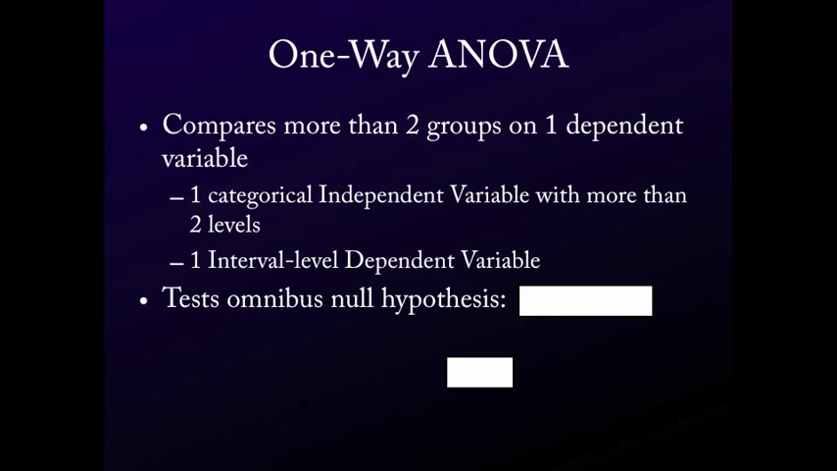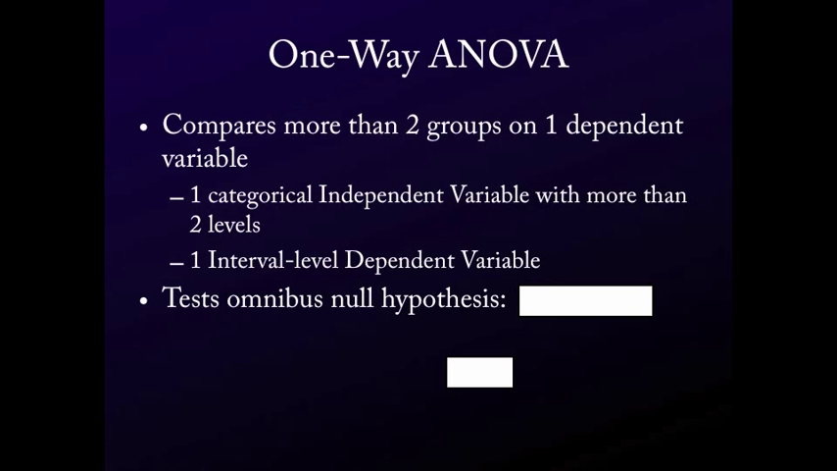So this tests what's called the omnibus null hypothesis. Before, we were comparing: is group 1 the same as group 2? Now we're asking, is group 1 the same as group 2, the same as group 3, the same as group 4, the same as group 5? And all that the ANOVA itself tests is whether or not they're all the same or whether or not they're not all the same.